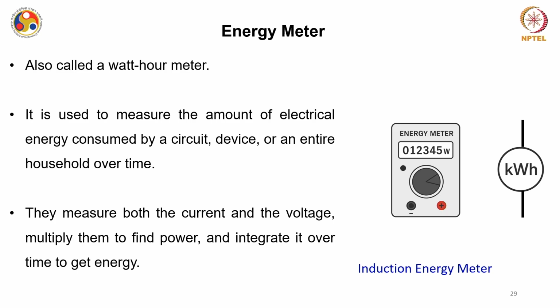Then we have energy meters. This is another kind of analog meter. This is also known as a watt hour meter. So, when I say watt hour meter or energy meter, they are basically the same. It is used to measure the amount of electrical energy consumed by a circuit, device or an entire household in a given time. They measure both the current and the voltage and multiply them to find power and integrate it over time to get energy.